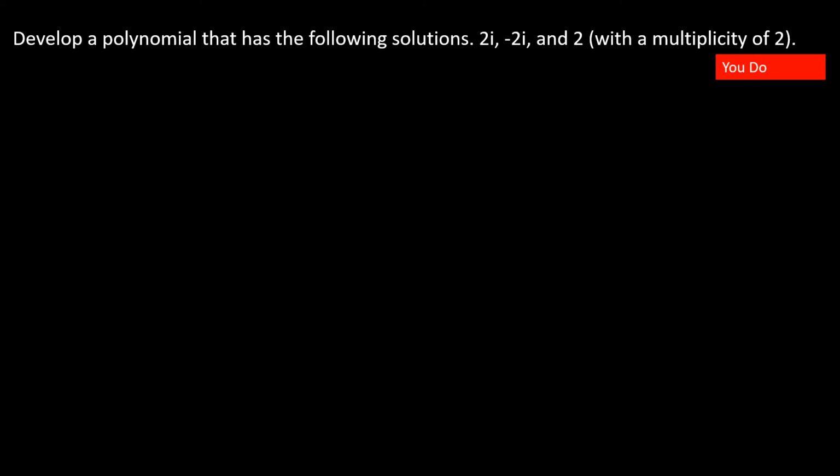It's the same idea. To do a factor of 2i would be x minus 2i. To satisfy negative 2i, we would have x plus 2i. And to satisfy 2 with a multiplicity of 2 would be x minus 2 squared. And so then what I'll do is I'll stop here on this problem, and you guys will be able to solve this solution. So if you have any questions or concerns, send me a message on Teams to let me know. But let's go ahead and move on.